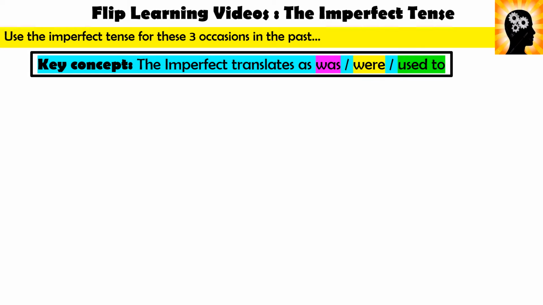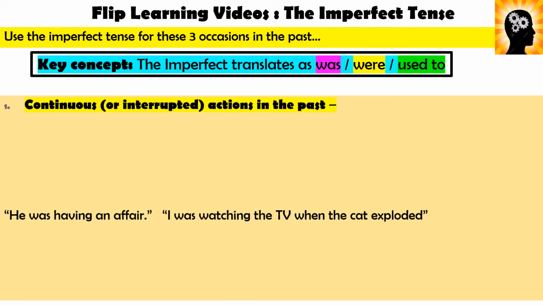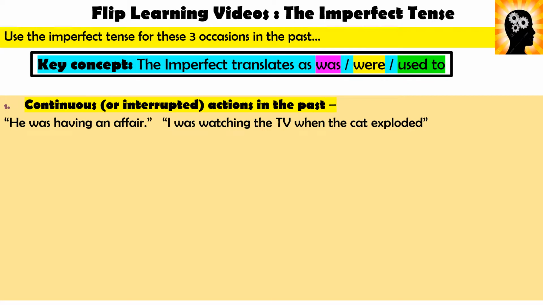Now, imperfect and perfect, this is the difference between the two. The perfect tense is a completed action, whereas the imperfect expresses something ongoing, and that's where it translates to was, were, used to. So when do we express ongoing things? I've got 3 really good examples for you. So the first one is here. Anything continuous in the past. So he was having an affair. That affair went on for years and years and years. It's a continuous action in the past.